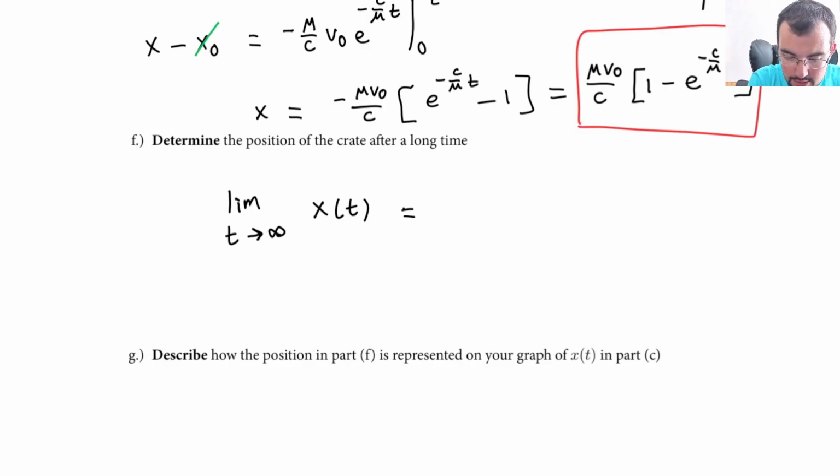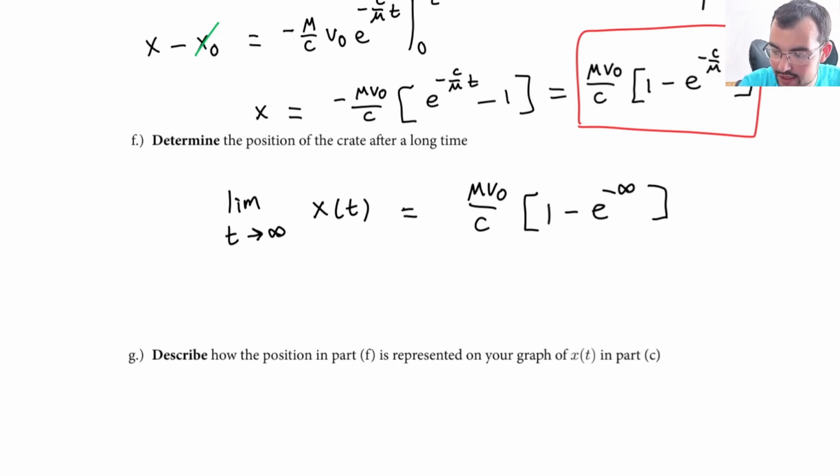Which would just be mv0 over c times the quantity 1 minus e to the negative infinity. And we've taken that as a fact that that's just 0. That's mv0 over c.